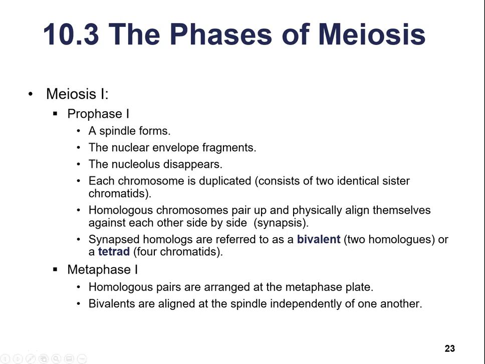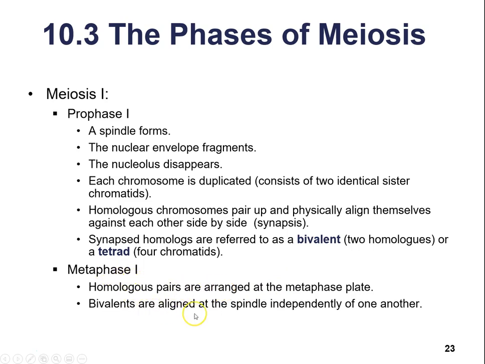One thing that is different in prophase 1 of meiosis 1 is that this is where you're going to have crossing over occur. Remember, the homologous pairs will line up. We call that synapsis, and then you will have crossing over, okay? Here are some terms: synapsed homologs are referred to as a bivalent, meaning those two homologous chromosomes together, or a tetrad, because there are technically 4 chromatids there. Just a little terminology.